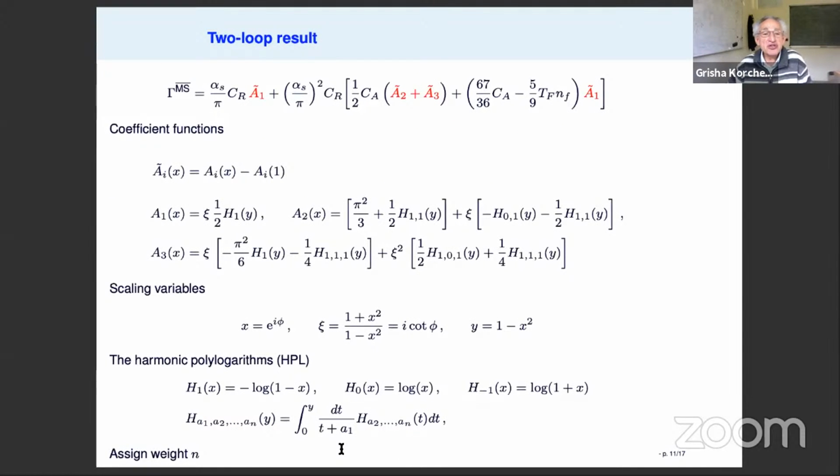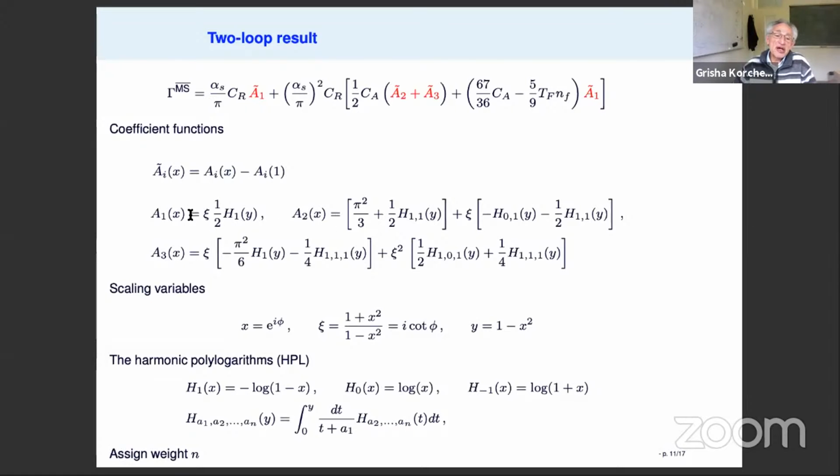So now let me present the result. Let's start from 2 loop. At 2 loop, you have, once again, Casimir scaling, the 1 loop function, and at 2 loop you have a contribution of the gluons and a contribution of the quarks. Here I put in red some functions A1, A2, and A3. These are special functions, and those functions depend on the angle. The angle appears through various variables, x, psi, y, it doesn't matter.